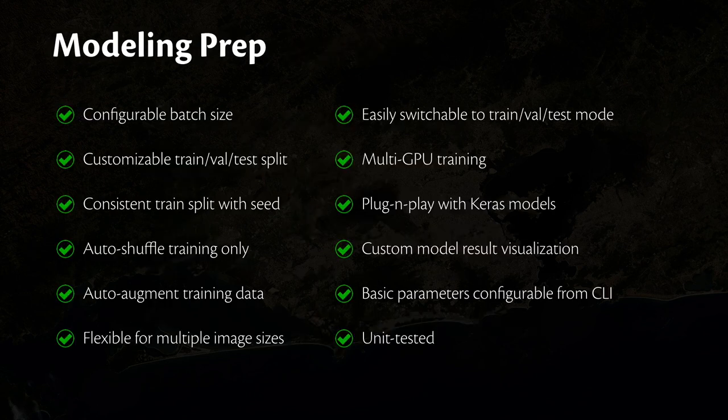So through all of this, I have a number of features set up before I even started the modeling process, everything from batch size to train split, auto-shuffling the training, making sure that we can create augmented training examples, so rotating and scaling these tiles such that they appear as new examples, so rotating both the input and output with the same exact transformation, also configuring basic parameters from the command line interface, multi-GPU training, etc.